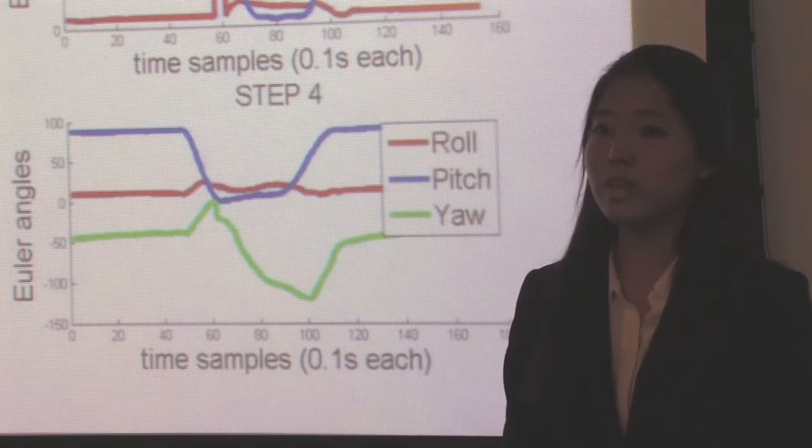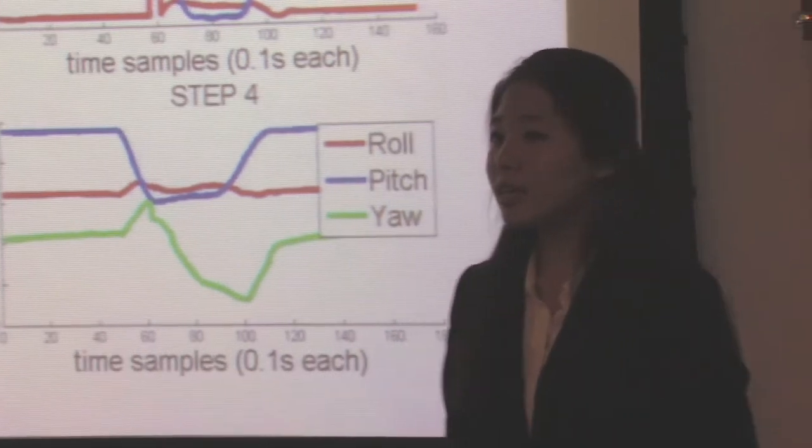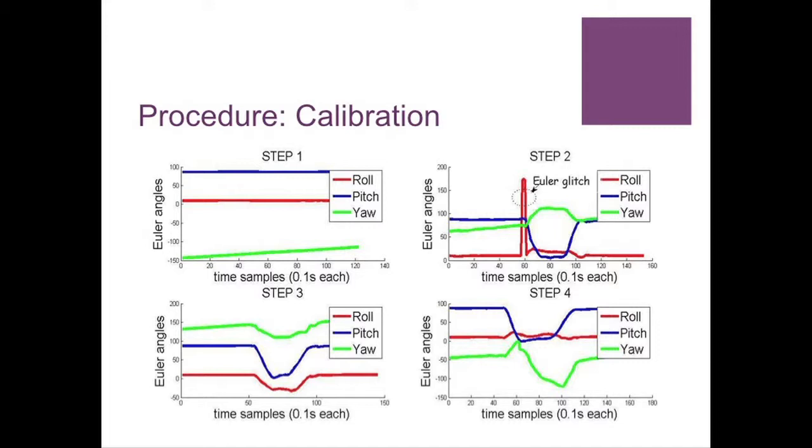The second problem could be seen in step 2. There is an Euler glitch labeled in the graph. This most likely came from when the dancer extended her leg 90 degrees in front of her. It caused a gimbal lock, as we explained before, where the axes were reoriented 90 degrees, causing the spike in the data.